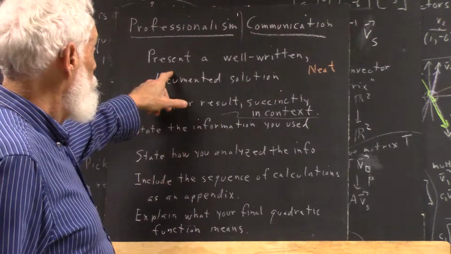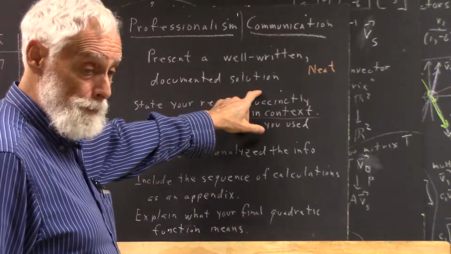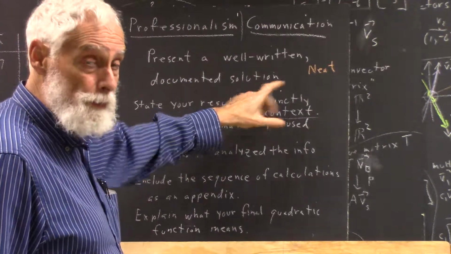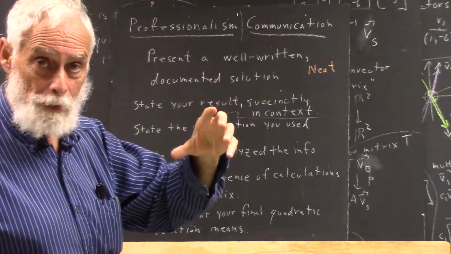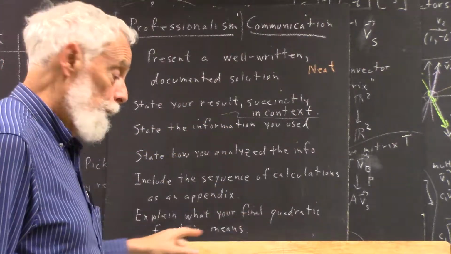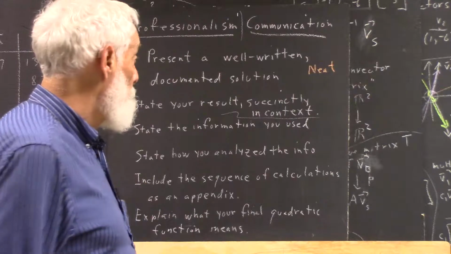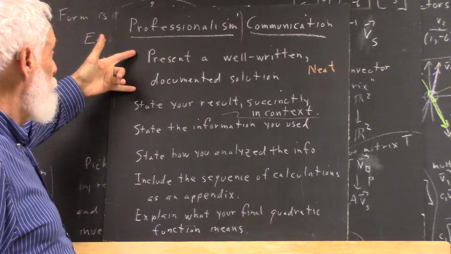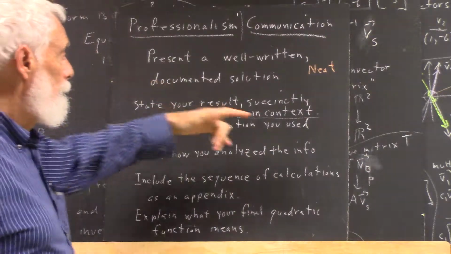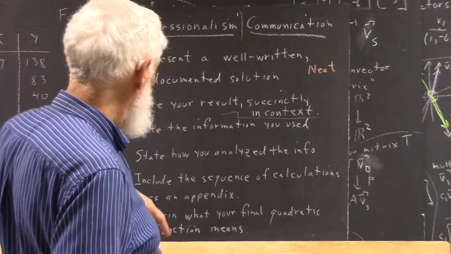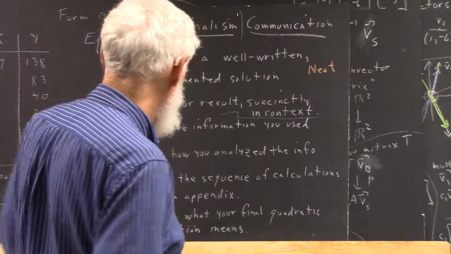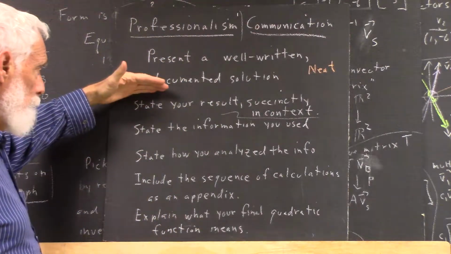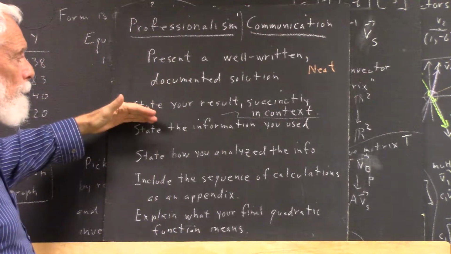Okay, so what you're going to have to do first, and this is due in the next class, you're going to present a well-written, documented solution. Now the ultimate part of the solution is going to be your quadratic function. Okay? Well-written, documented solution, and I've got the word neat written down here.